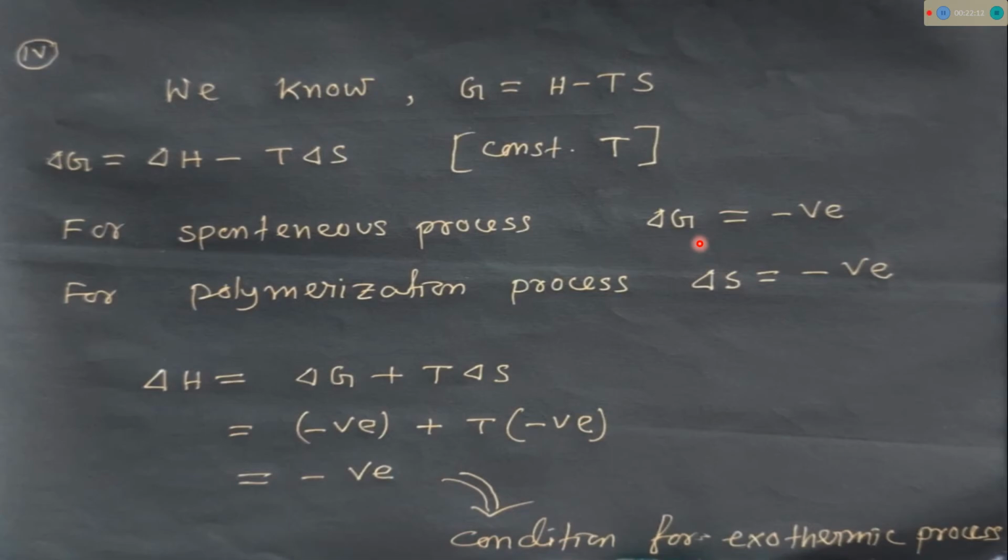ये यूनिवर्सल ट्रूथ है, ये हम लोग सभी को पता है. For spontaneous process del G negative, and for polymerization process, अगर हम लोगों ने पॉलीमर रिएक्शन देखा तो 3, 4, 5 और 10, 20, 50 मोनोमर मिलके एक पॉलीमर बना रहा है. So इस वाला केस में एंट्रोपी डिक्रीज हो रहा है. बहुत सारा मोनोमर, more than 100,000 मोनोमर मिलके एक पॉलीमर फॉर्म नॉर्मली करते हैं.